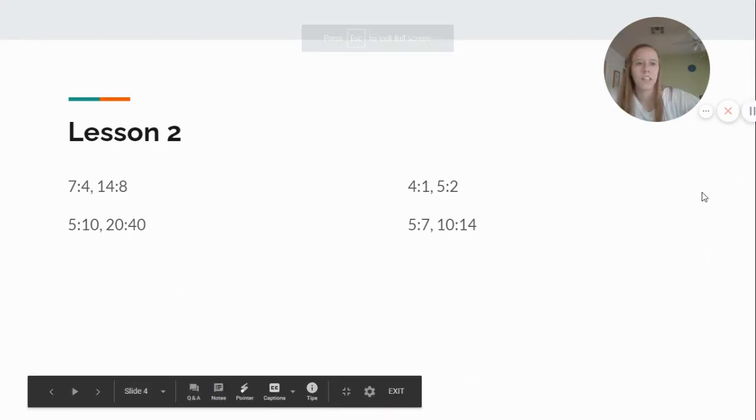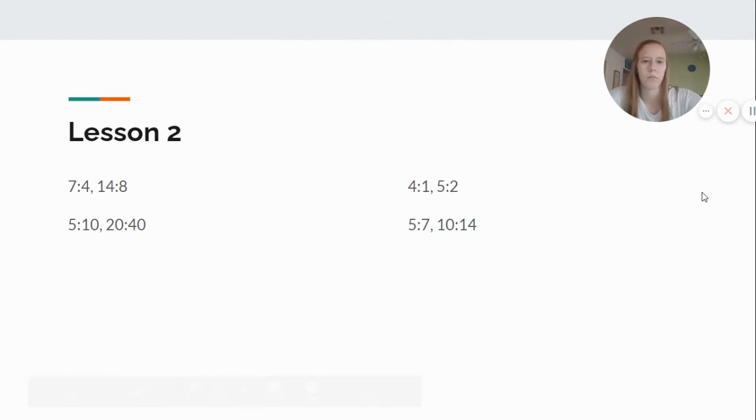So we have lesson 2. Okay, so this one we looked at finding out whether two ratios were proportional or not. So again, I'll do the first one with you, and then after that, do my own, and we'll look at the answers. So 7 to 4 and 14 to 8. 14 divided by 7 we know is 2, and 8 divided by 4 is also 2. So yes, they are proportional. Work through the next 3 by yourself.